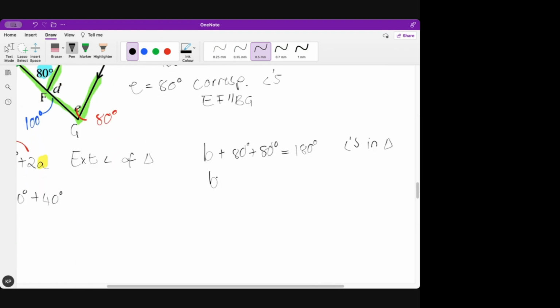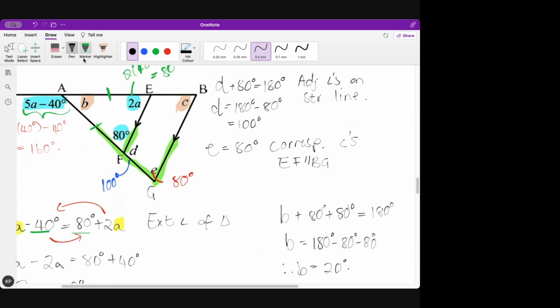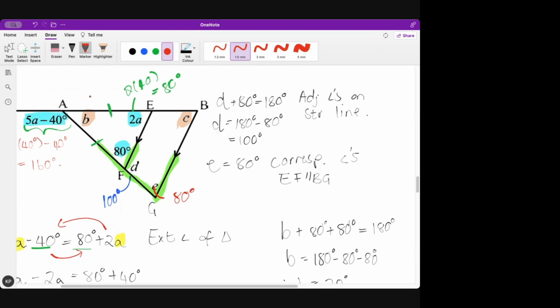Okay, so then B will be equal to 180 degrees minus 80 minus 80. Therefore, what is B? What's 180 minus 80 minus 80? Nice, thank you, Bongo Musa. That's 20 degrees. So here we have B, 20 degrees. We're almost done with this question. Now we still have C. How am I going to get to C?